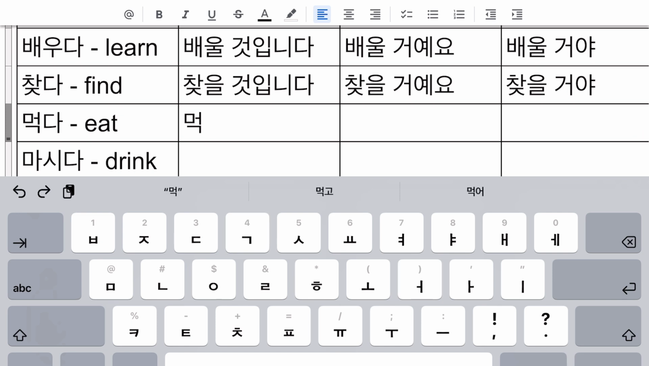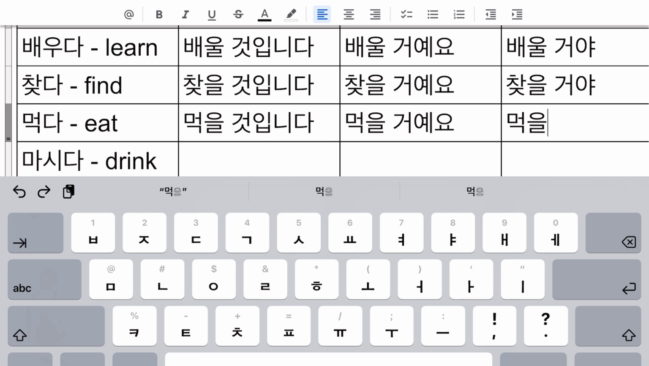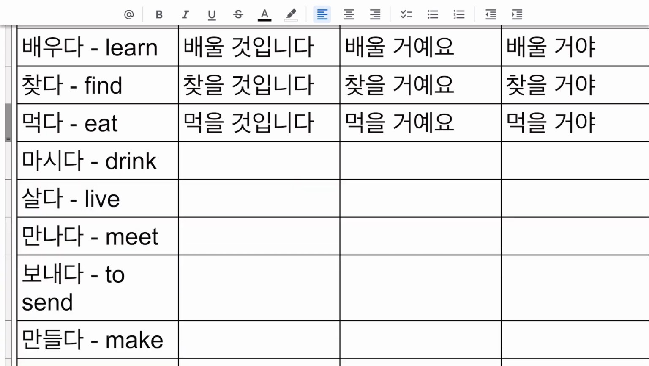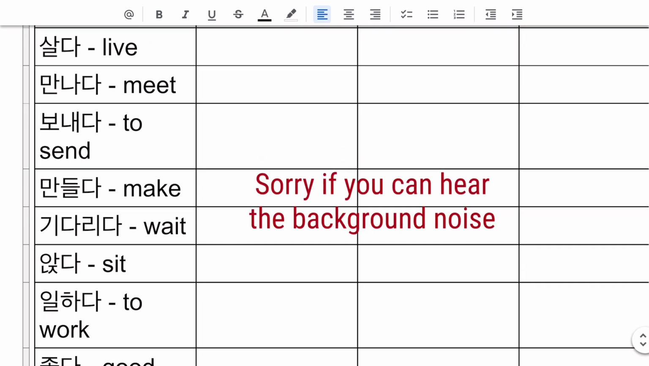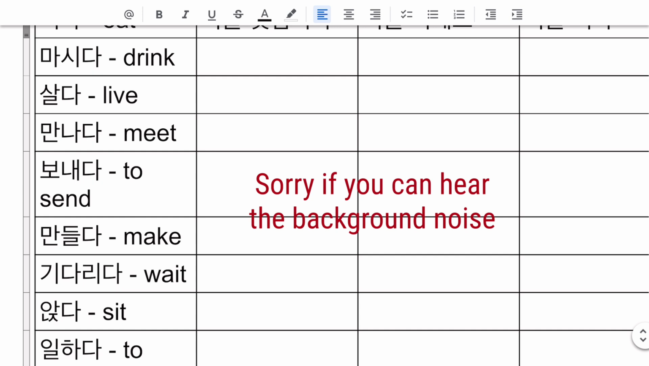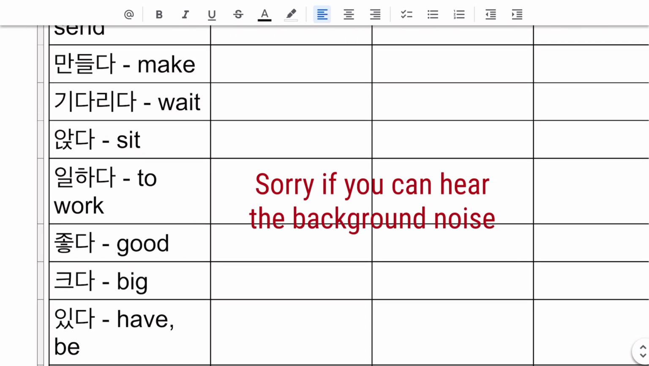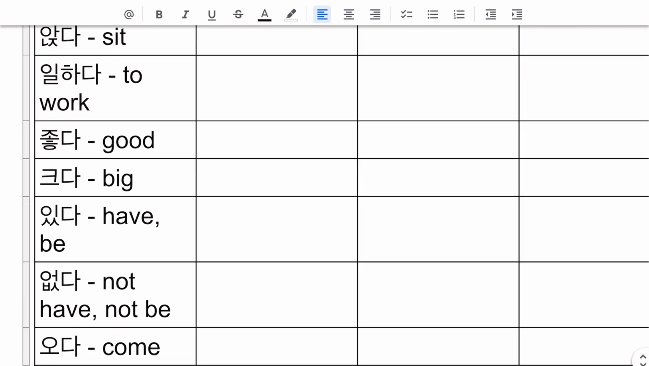먹다. Take off the da. The last letter is a consonant, so we need ul again. 먹을 것입니다. 먹을 거예요 and ending 먹을 거야. Okay, so I'll skip down. Here's one, we can go to the very end.